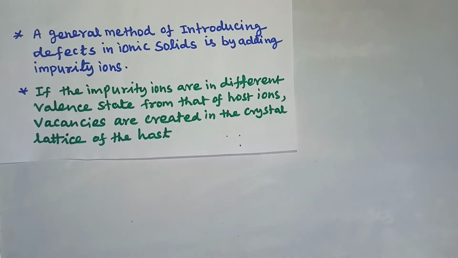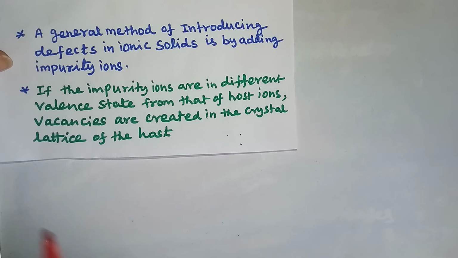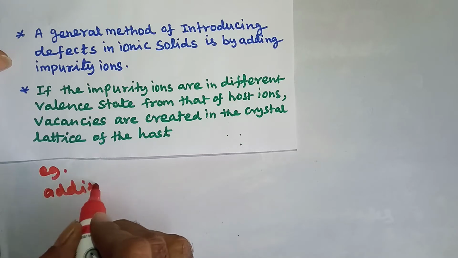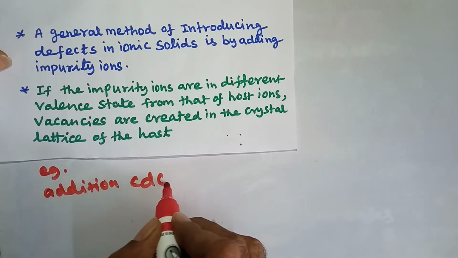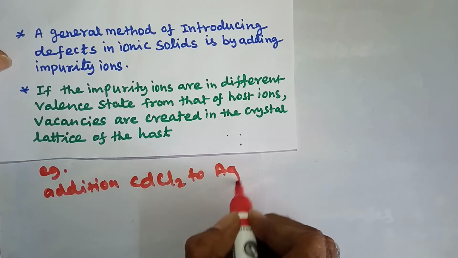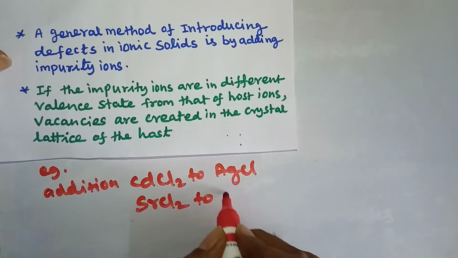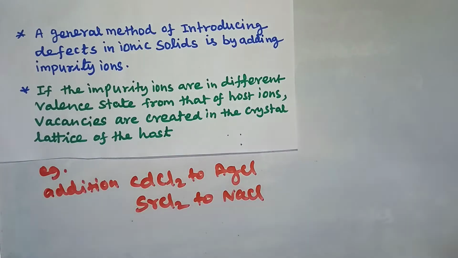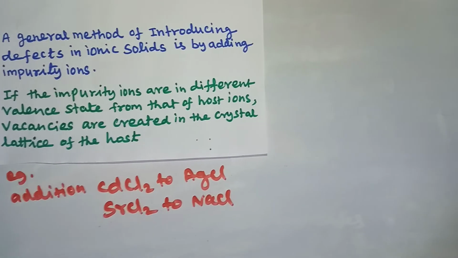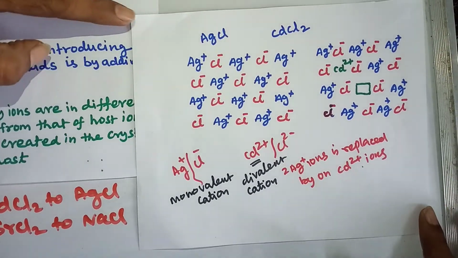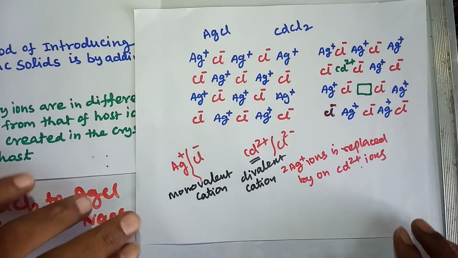For example, the addition of cadmium chloride to silver chloride crystals, or the addition of strontium chloride to sodium chloride crystals. Now let us see the example of the addition of cadmium chloride to silver chloride crystals. So this is the silver chloride crystal.